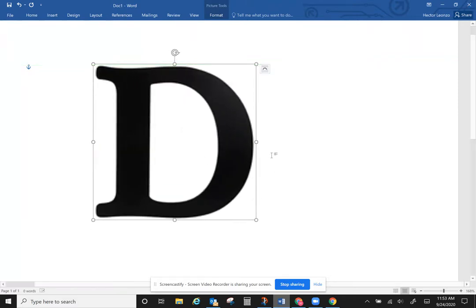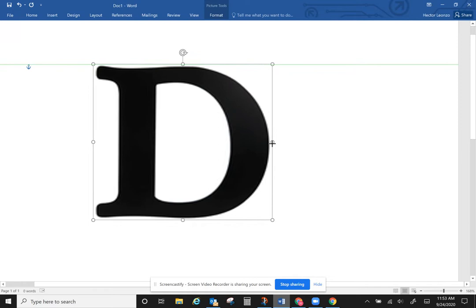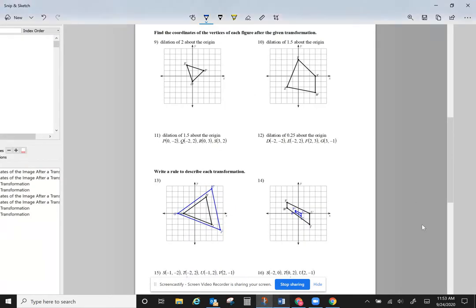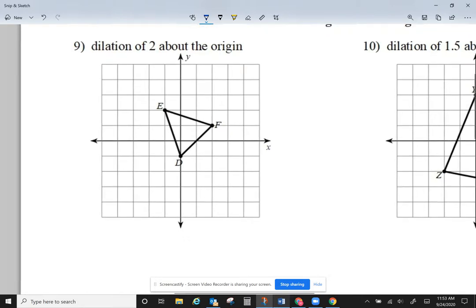That's what dilation is. I'm not going to just distort the image. I'm not just going to change one side, because that changes the image all the way across. Everything smaller or everything bigger. Let's take a look at how you will see it on your homework. So, for example, here I have dilation of 2.